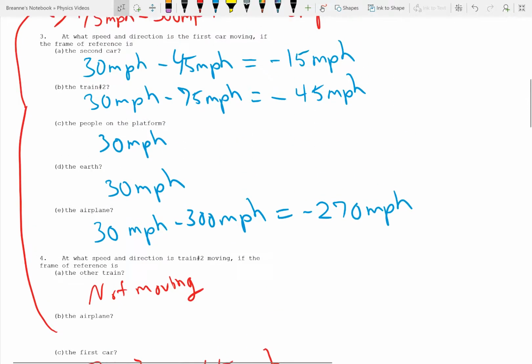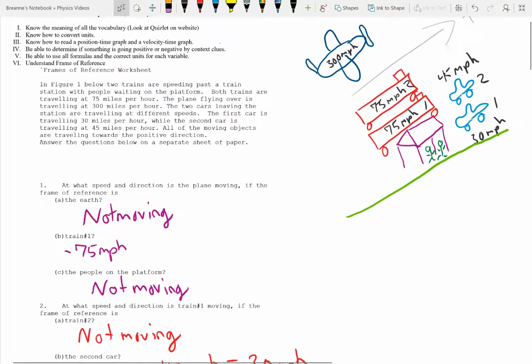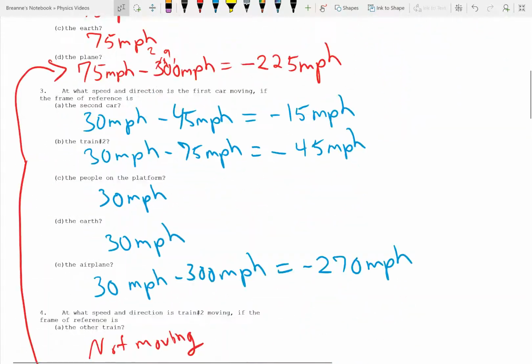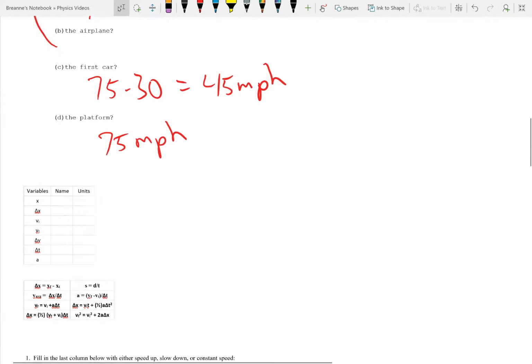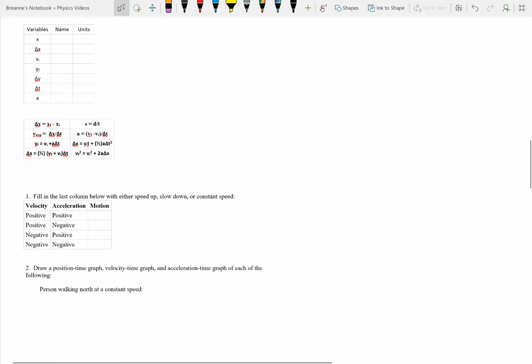So hopefully that'll help you with your frame of reference. I know I got kind of redundant near the end, but I want to give you as many practice problems as I can. So now, to the review.